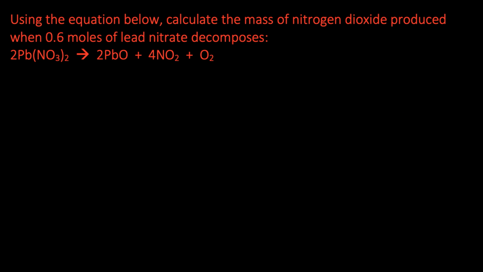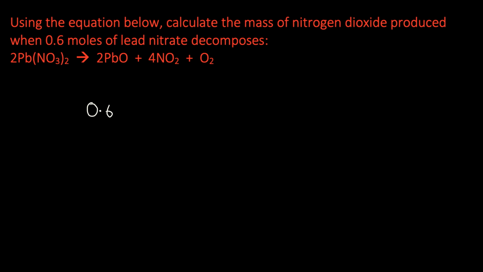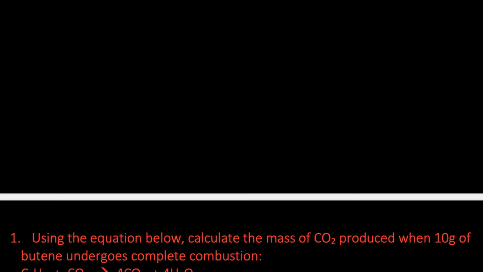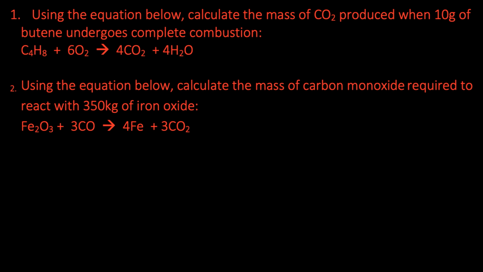2 moles of lead nitrate produced 4 moles of nitrogen dioxide, so the ratio is 1 to 2, which means 0.6 moles will produce 1.2 moles of nitrogen dioxide. Multiply this by the Mr of nitrogen dioxide, which is 46, and we get 55.2 grams. Pause the video and try these 2 questions.